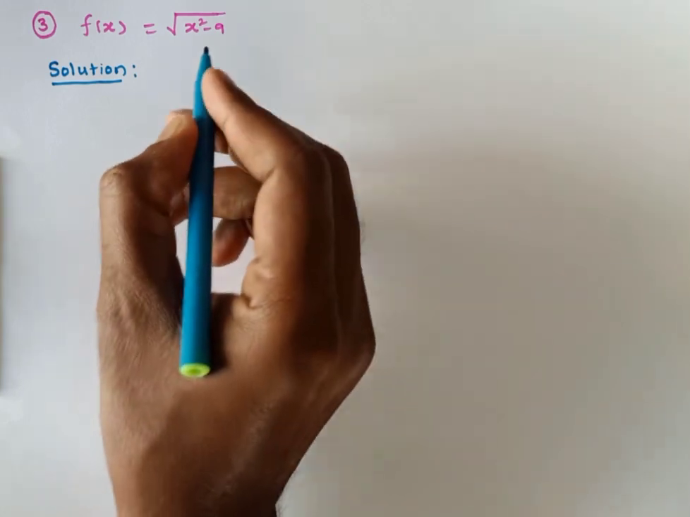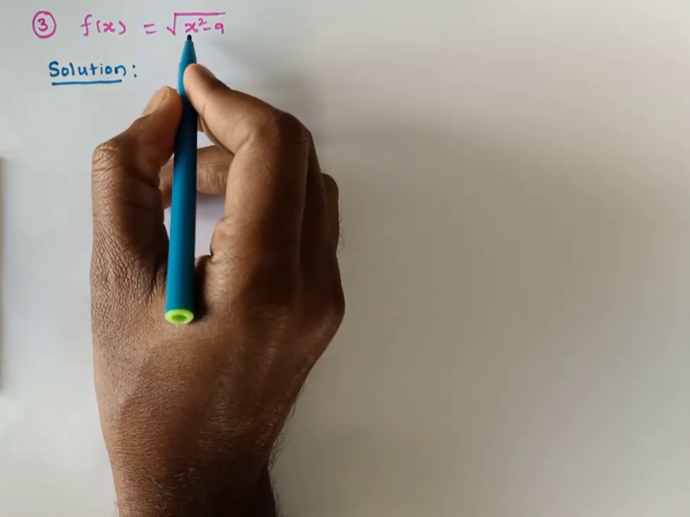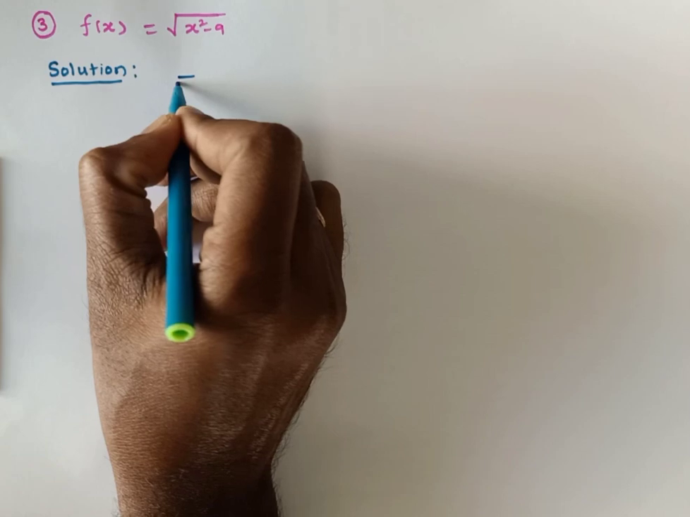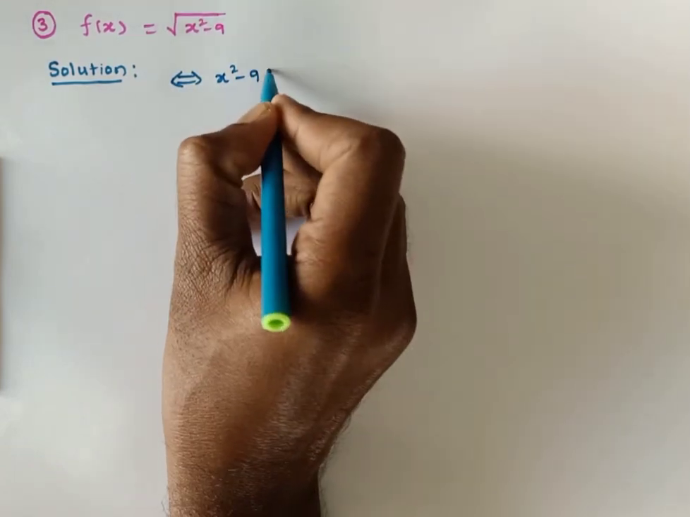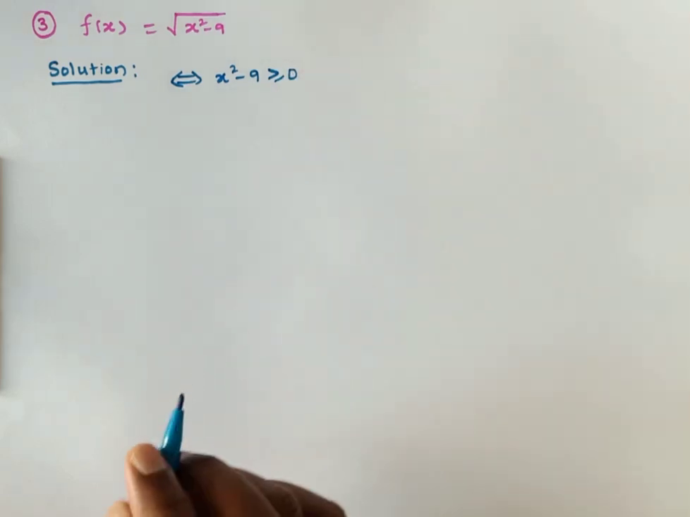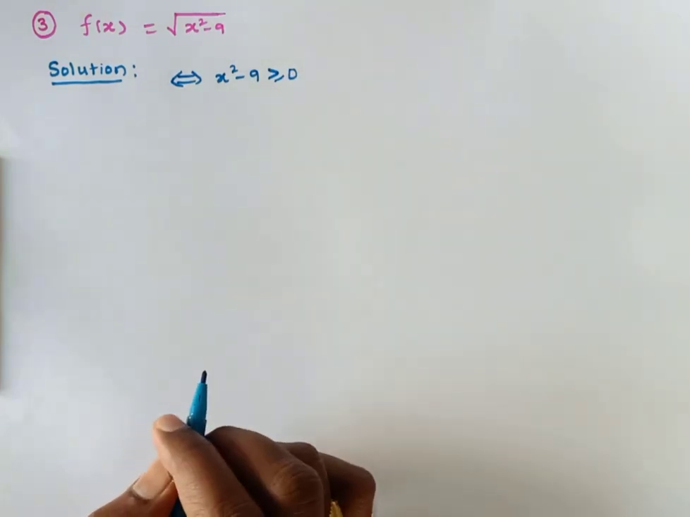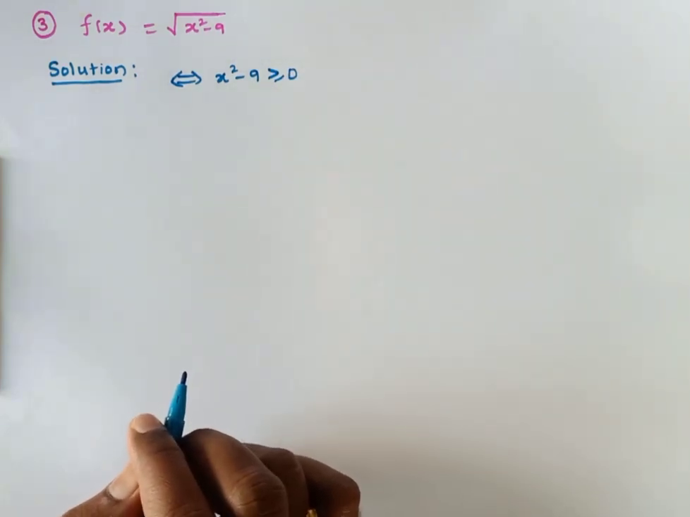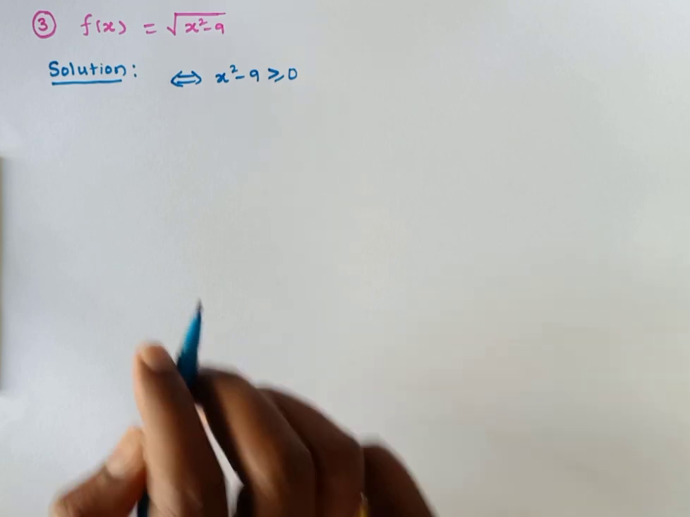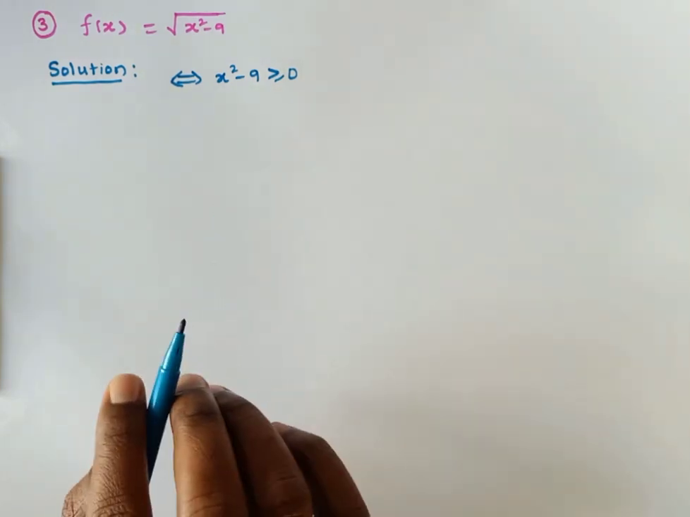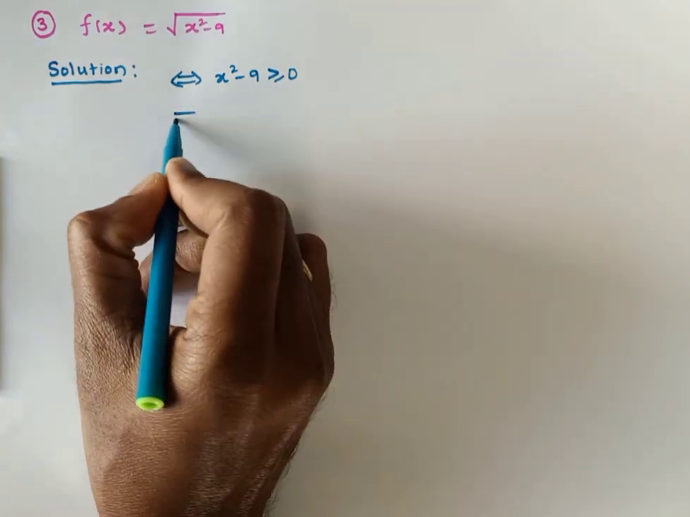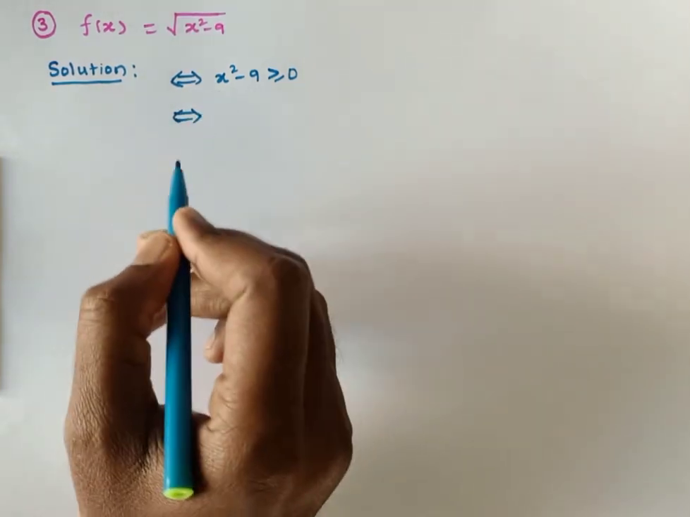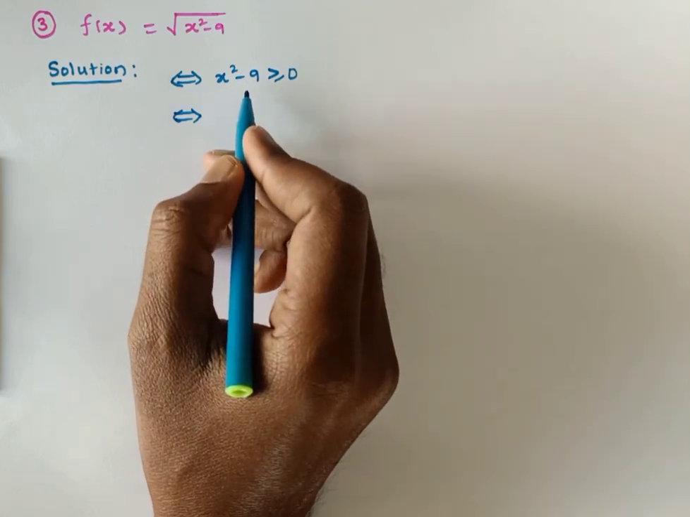So simply you can take it that the domain exists if and only if x square minus 9 is greater than or equal to 0. A negative number inside a square root is not possible, so for that we directly take the condition x square minus 9 is greater than or equal to 0. And this holds if and only if x square minus 9, that is x square minus 3 square.